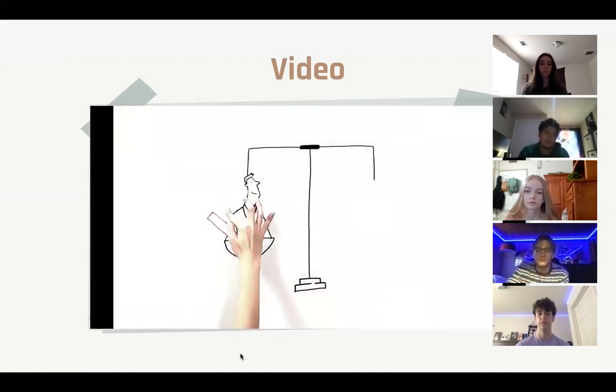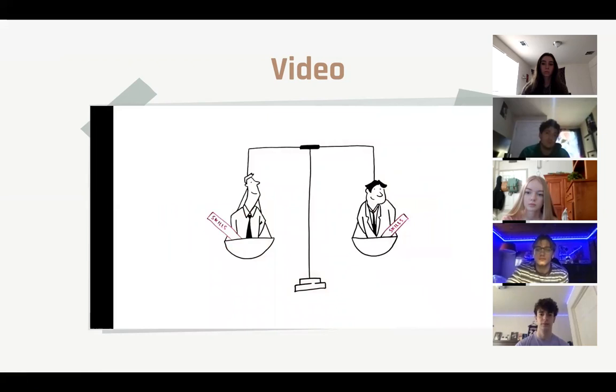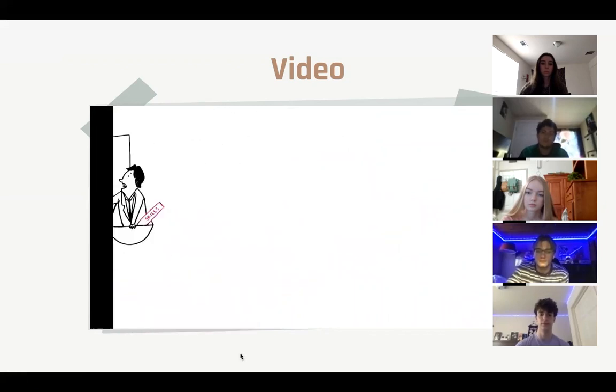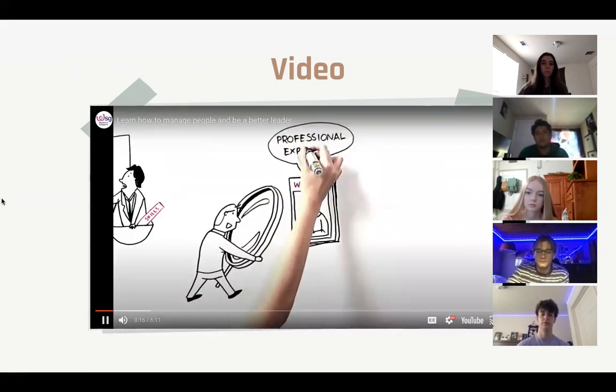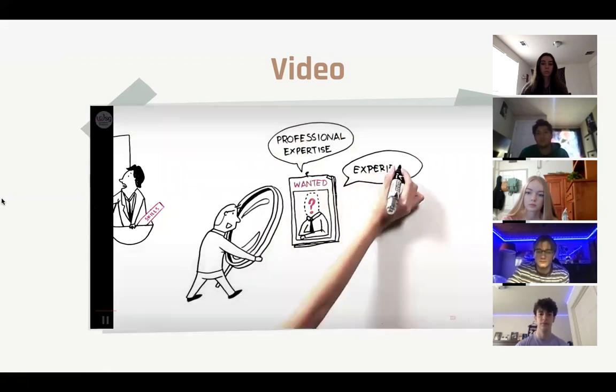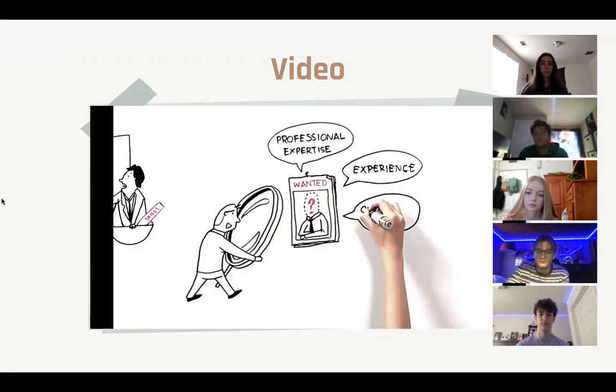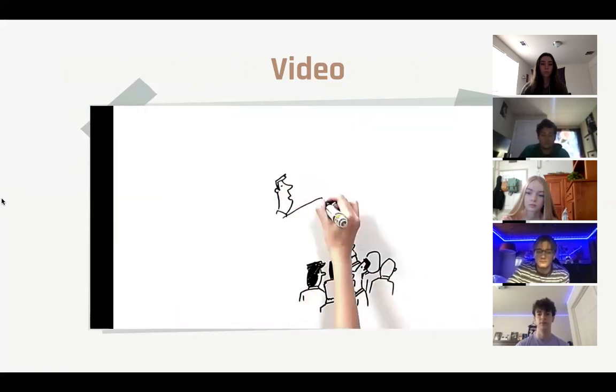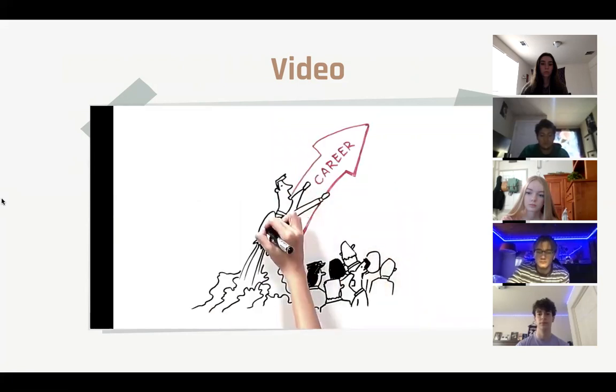Think about this. If 2 managers are equally good with their skills, but only one is a team player, who will the boss hire or promote? The answer is obvious. Employers do not want only professional expertise and experience in their employees. They're also looking for other qualities, character traits for building rapport with customers and co-workers, interpersonal and communication skills that will help leaders steer teams effectively. You'll be able to stand out and advance faster in your career if you have these traits and skills.